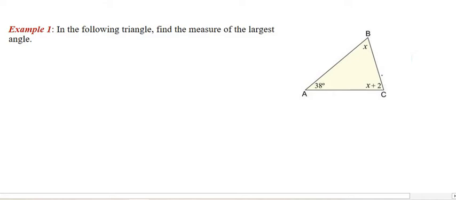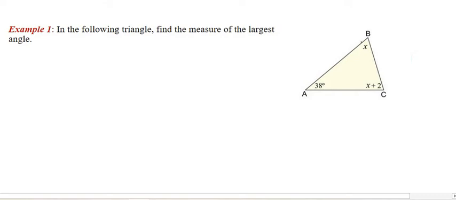Here, guys, we are given a triangle ABC. And we have some given information on the graph. And we are required to find out the measure of the largest angle. And now we need to solve this triangle. Okay, let me ask you, can we find out the measure of the largest angle? Obviously, it will be x plus 2. In order to find out the measure of the largest angle, we need to find out the value of x first of all.